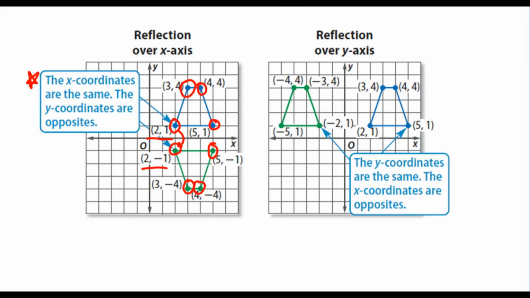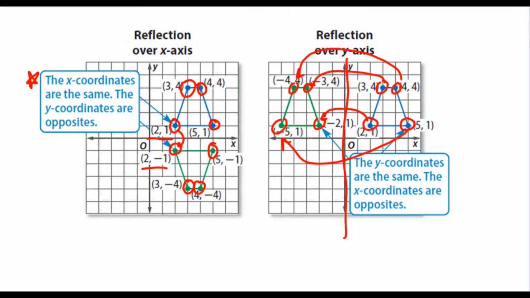And then when we want to reflect something across the y-axis, it's the reverse. Now the x values are going to change. The y values are going to stay the same. So when you reflect across the y-axis, the y values stay the same. So this point became -2, 1. This point became -5, 1. This point became -3, 4. And this point became -4, 4.